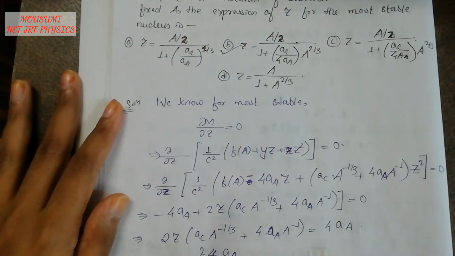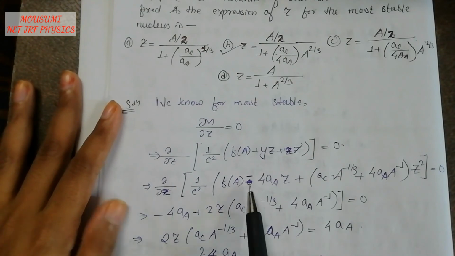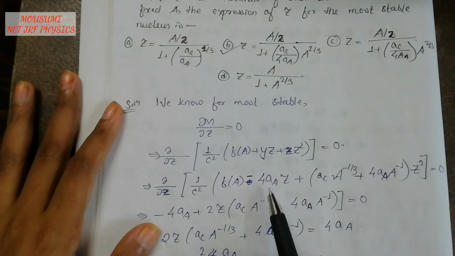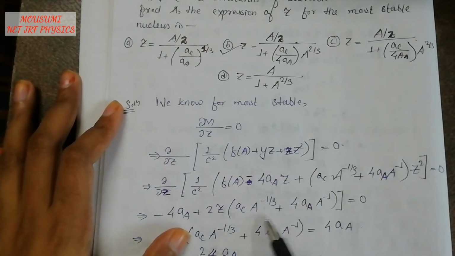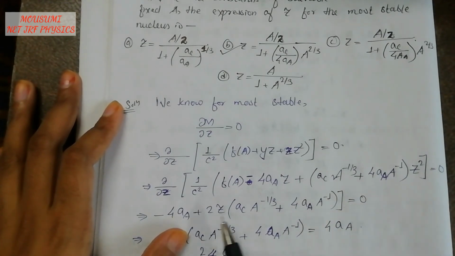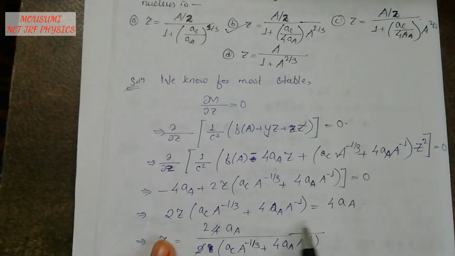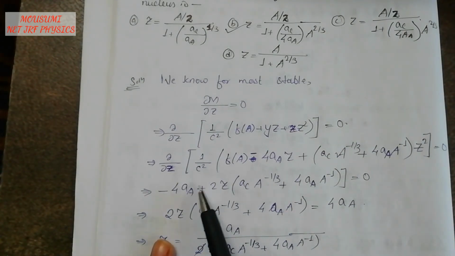Now we will do the differentiation. The first term is a constant term, 1 by C square, so it is removed. This is also a constant, so I am removing this and I will go with this term. If you differentiate, you will have minus 4AA plus this complete term within the bracket, which is constant and will be as it is, and Z square on differentiation will give you twice Z. Now from this you will have 2Z, and this term is as it is. The second term I am keeping on the left hand side, and the other term I am taking to the right hand side. So this is negative.